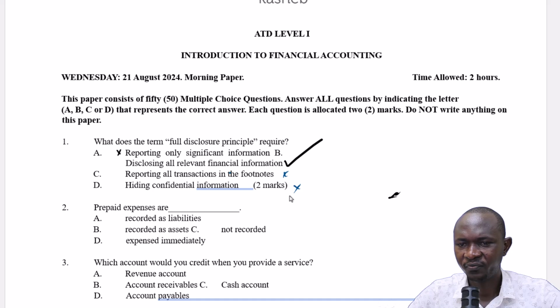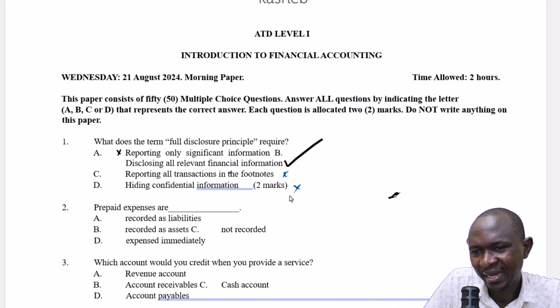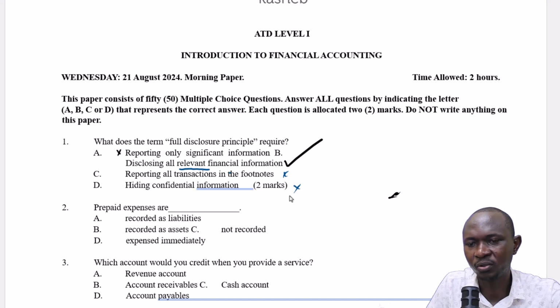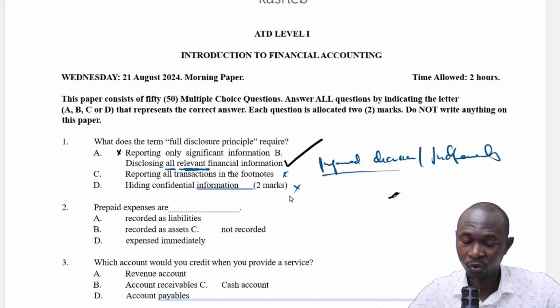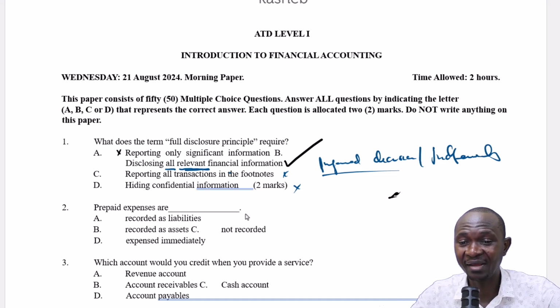What does the term full disclosure principle require? It requires that we disclose all relevant financial information. This is very important. All relevant financial information that will allow informed decisions or judgment. So any information that will influence the decision or judgment of the user is deemed to be relevant and must be disclosed. That is what the full disclosure principle requires.